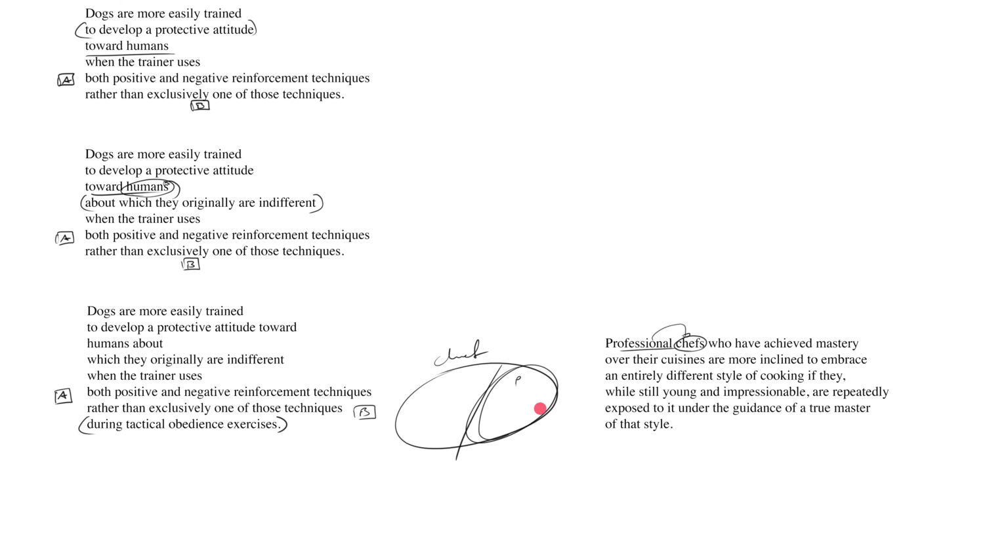Are we talking about all professional chefs? No. We're talking about a further subset. We're talking about professional chefs who have achieved mastery over their cuisine. That's an even smaller subset. That's like this subset over here now, right? Not all professional chefs have achieved mastery over their cuisine. Do you see? So this is how you start to cut down the sentence, to break the sentence up. Okay, so the "who have achieved mastery over their cuisine" modifies the chefs. So I'm going to cut that part out. And that finishes the subject analysis.